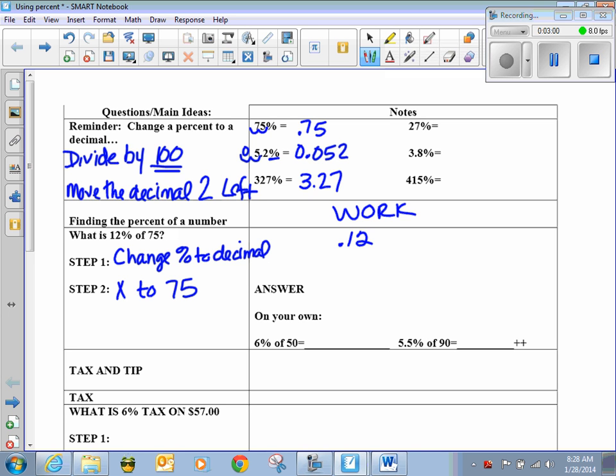So it's going to be 0.12 times 75, and you're going to get an answer of 9. We found 12% of 75 to be 9. If you would please, on your own, find 6% of 50 and 5.5% of 90. Go ahead and do that now. Use our notes to help you.